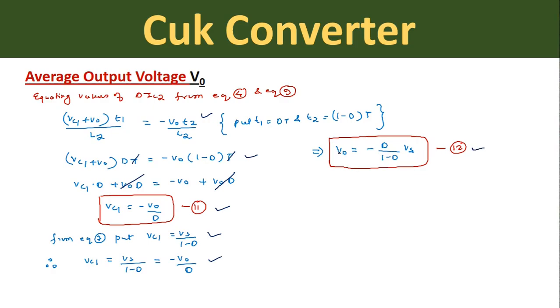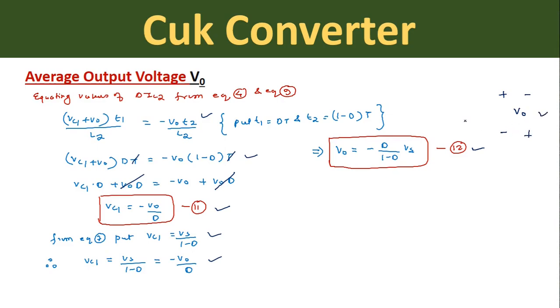In the circuit diagram we have shown this output voltage of Cuk converter to be positive, that is plus on the upper point and minus on the lower point. But since we are getting negative sign here, that means the polarity we have assumed is not correct. The polarity will be opposite, that is minus on the upper point and positive on the lower point.